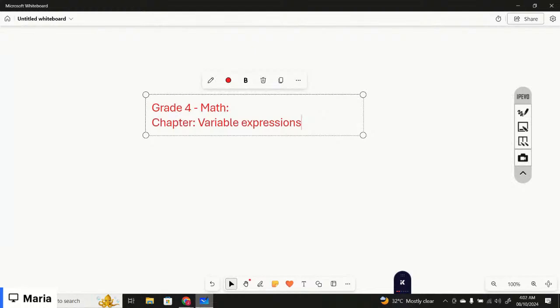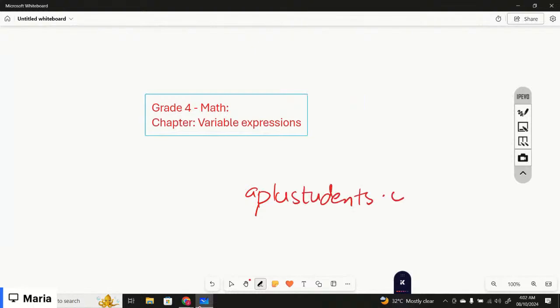You can find all the lessons on aplusstudents.com. You have to log in there using your email address and password as provided by the administrator. Then you have to select math from the subject tab, scroll down to grade 4 math, and then click on view all lessons. There you can find a list of the chapters. We are going to start with the chapter variable expressions. So please make sure you have your notebook and pencil so that you can note down the important examples and definitions as well.